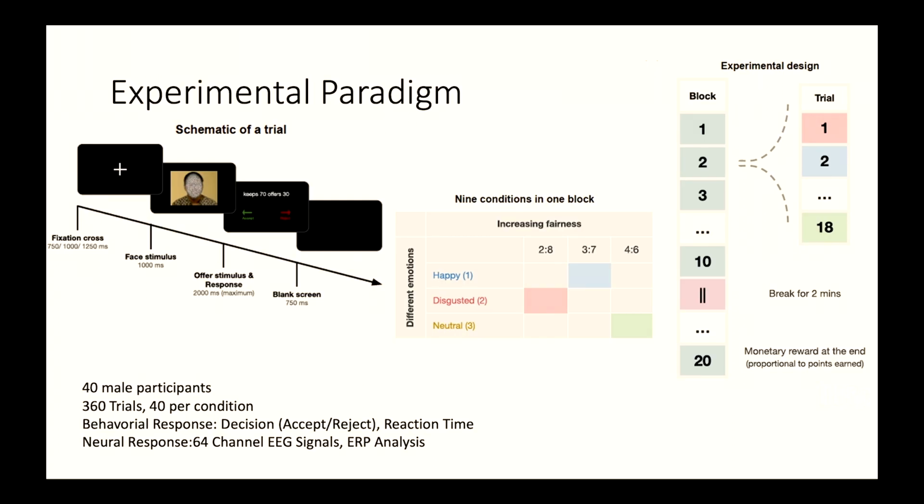Okay. And in the EEG data, we have 64-channel EEG signals, where we do an ERP analysis, essentially an event-related potential analysis. For each condition, we take all the EEG waves, we take the average, and then we find the known ERP components like peaks and valleys. All right.